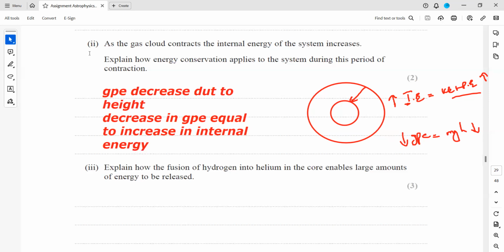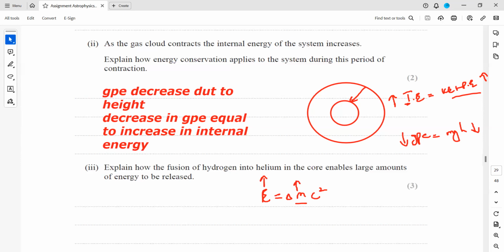How does the fusion of hydrogen into helium in the core enable a large amount of energy to be released? Whenever nuclear fission or fusion is happening, mass is converted into energy. Both fission and fusion are exothermic. When the mass is converted into energy, there will be a mass defect, and you can work out the energy using the formula E equals mc squared. If there is a greater mass defect, a greater amount of energy will be released.